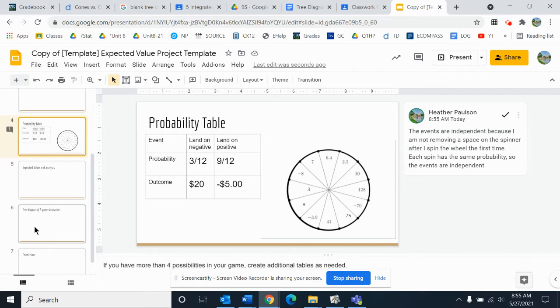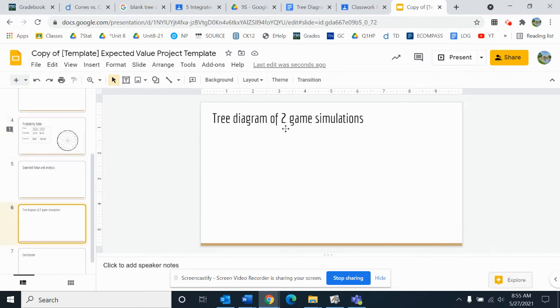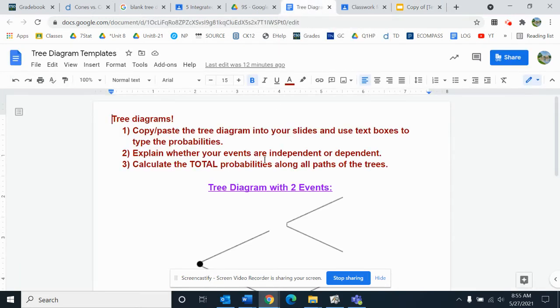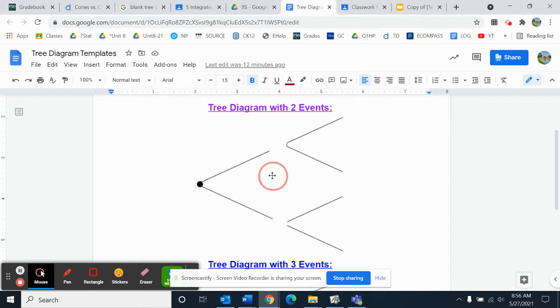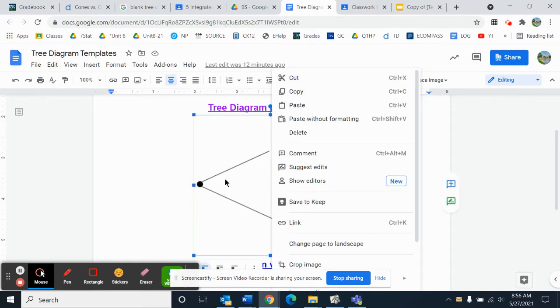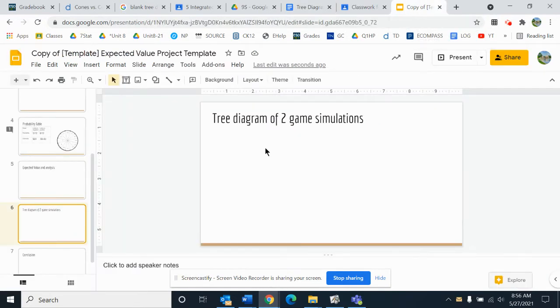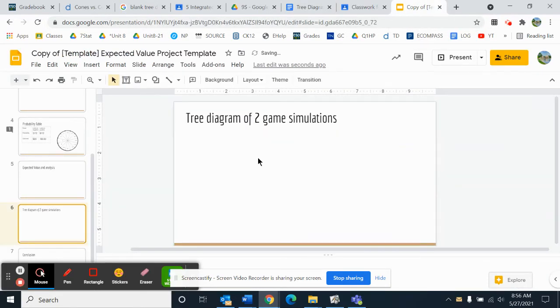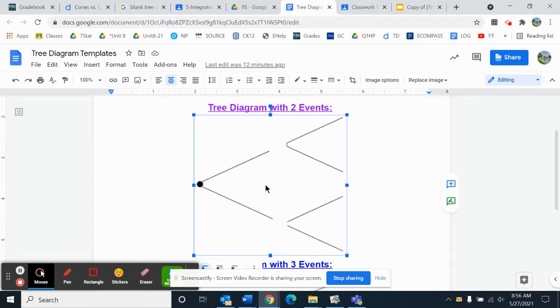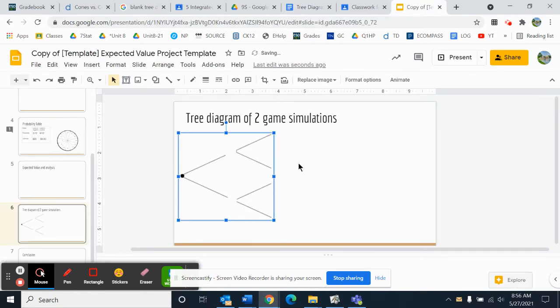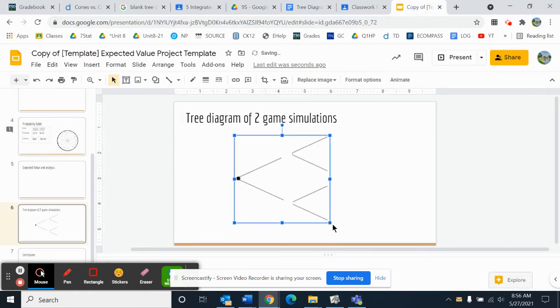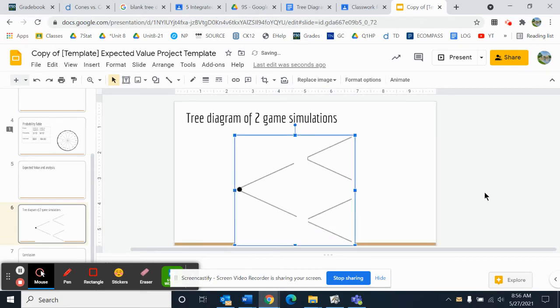So now let's get our tree diagram. So what we want are 2 spins, 2 game simulations. So what I'm going to encourage you to do is either create the tree diagram in your notebook, or you can go to this document that I'm sharing with you today, copy, and then go to your Google Slides and paste. Copy, paste.